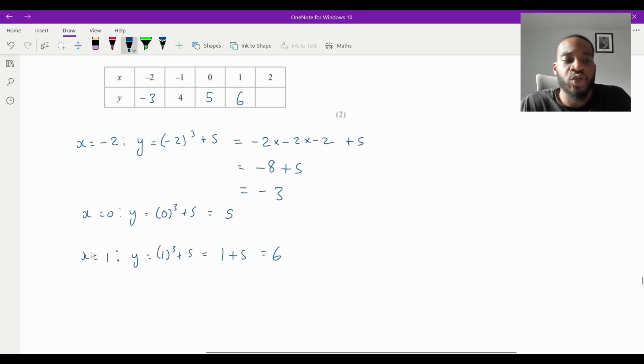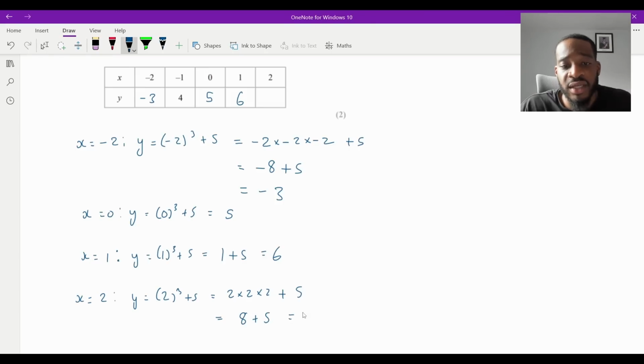And then x equals 2 is going to be y is equal to 2 cubed plus 5. Like that, right? And then now, we're just doing 2 times 2 times 2 again, isn't it? But without the minuses. We know that all of that is going to be 8. So it's 8 plus 5, which is equal to 13. So therefore, we can put a 13 there.